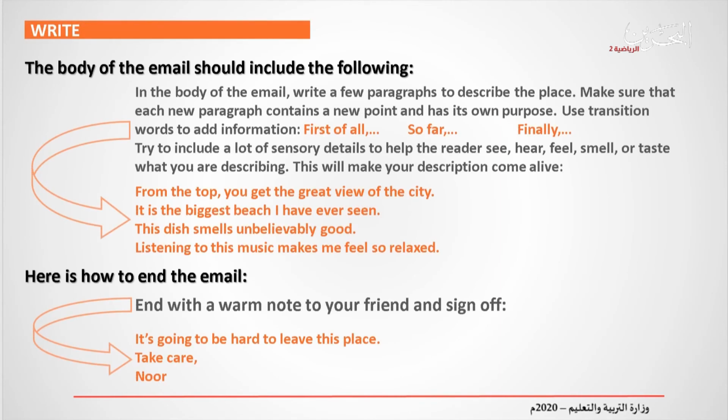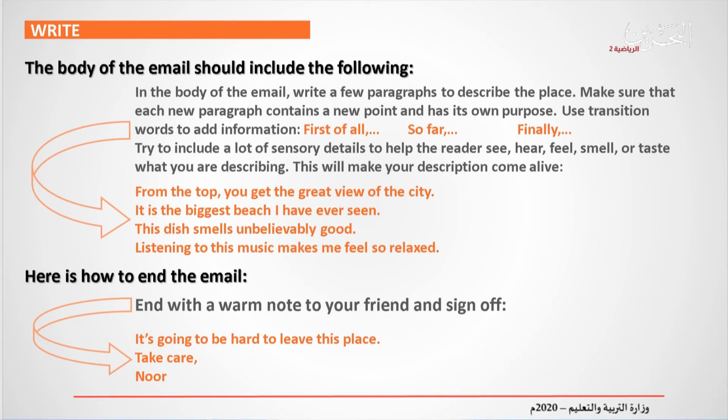The body of the email should include the following. In the body of the email, write a few paragraphs to describe the place. Make sure that each new paragraph contains a new point and has its own purpose. Use transition words to add information. What are the transition words? They are like, for example, first of all, so far, finally. What else can you recall? Write them down in your note, please.